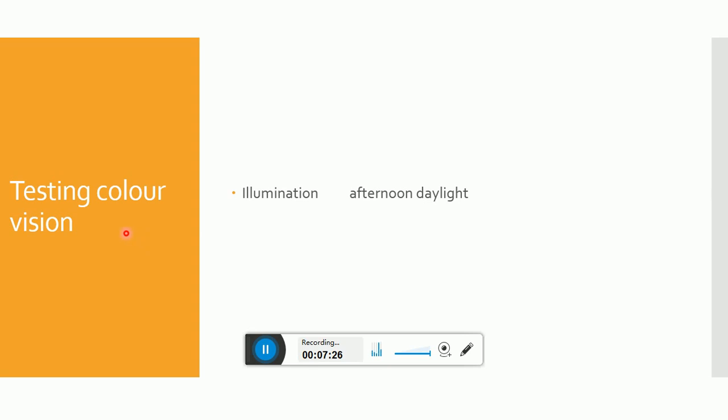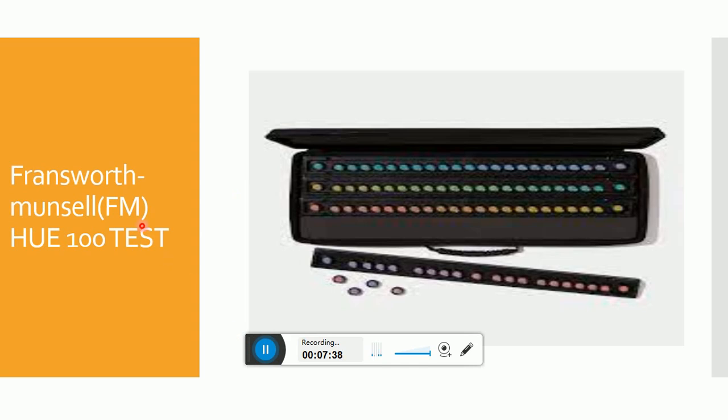Testing color vision. Clinical tests of color vision are designed to be performed in illumination equivalent to afternoon daylight in the northern hemisphere. The first test is the Farnsworth-Munsell 100 hue test. It is the most comprehensive method.